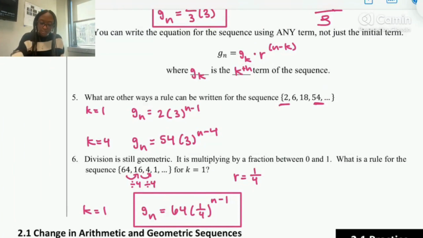Okay, continuing, division is still geometric. It's just multiplying by a fraction between 0 and 1. So if we're going from 64 to 16, 16 to 4, and 4 to 1, we are dividing by 4 each time, or multiplying by 1/4. So using our equation, g of n equals 64 times 1/4 to the n minus 1. 64 is our first term, which is why we got n minus 1. And the common ratio is 1/4.